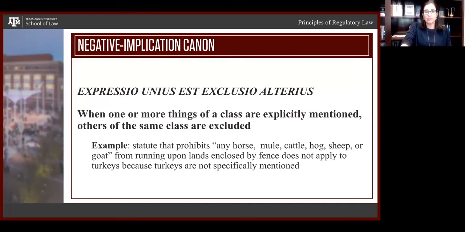So for example, let's say we have a statute that prohibits any horse, mule, cattle, hog, sheep, or goat from running upon land enclosed by a fence. Would that apply to turkeys? We would say no under this canon because turkeys are not specifically mentioned. We have a list of specific animals that does not include turkeys, and because Congress specifically named these other animals but did not name turkeys, this canon would tell us that turkeys are excluded.